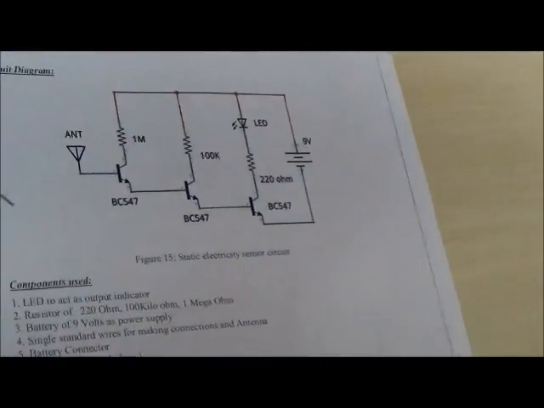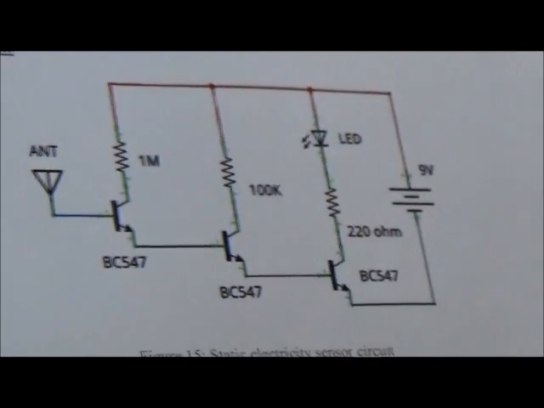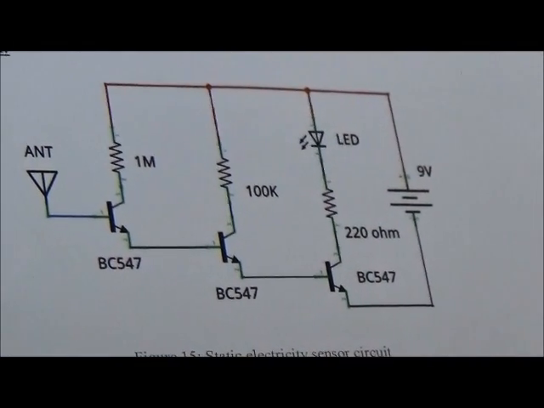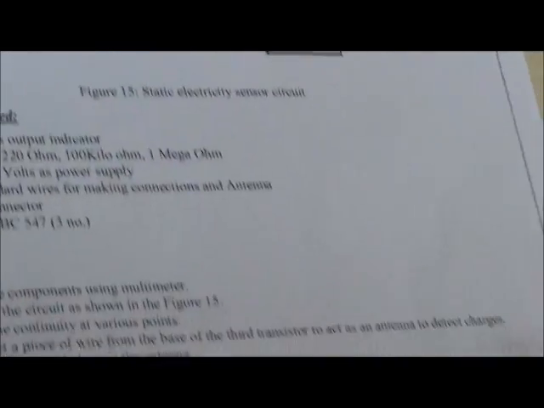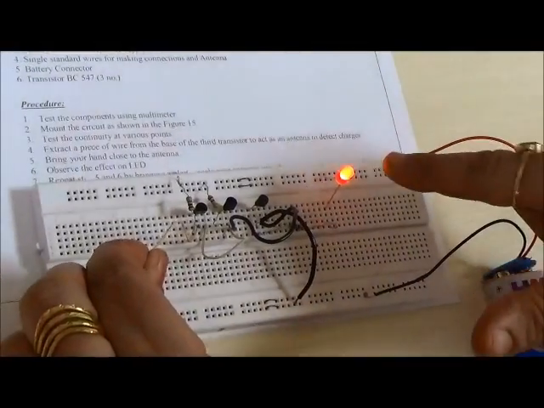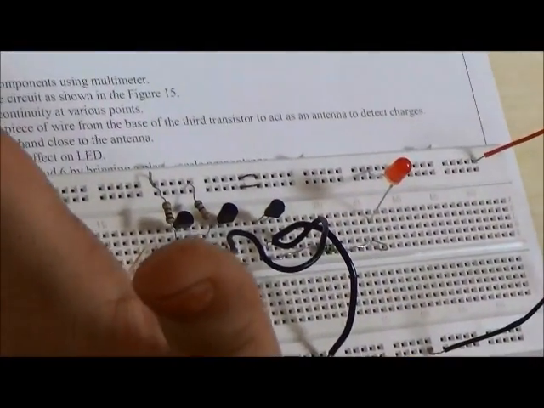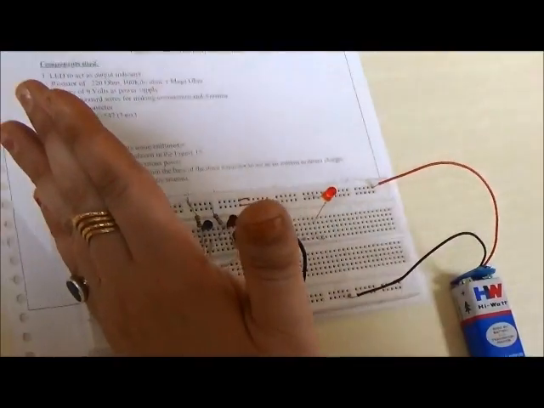The next circuit is a static electricity detector. Now in this, our body is having static electricity. So this is an antenna for detecting the electricity. When I touch this, the LED glows. Even if I don't touch it, when I bring my body near this, the LED is blinking.